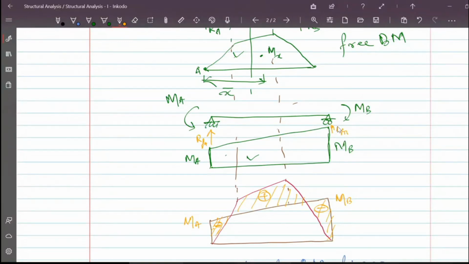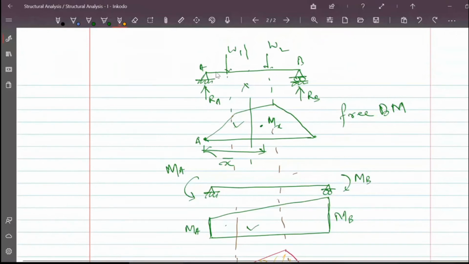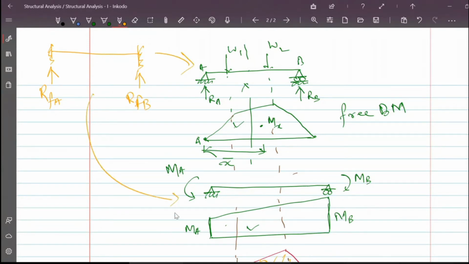Okay, sorry, not that one. That one is so before that we are having, so here we have RFA and this is RFB. Okay, so this we have divided into two parts.